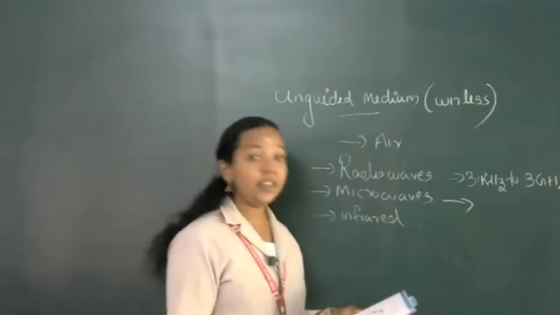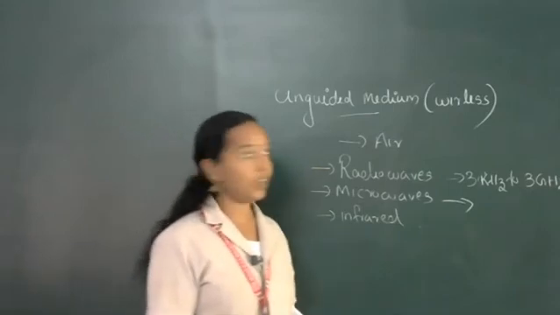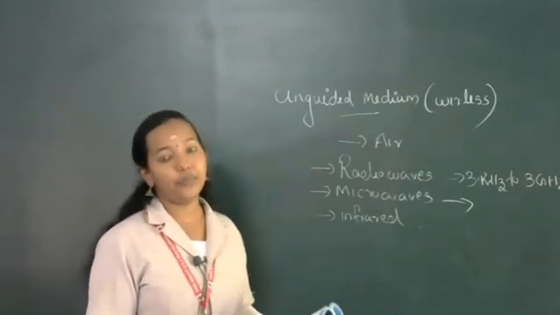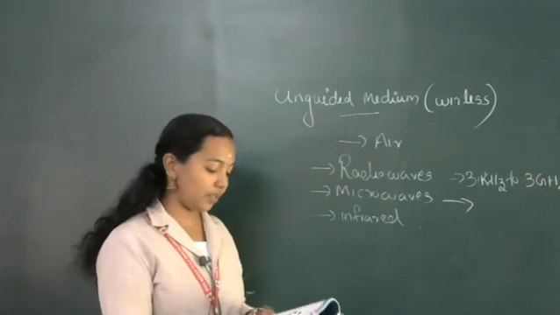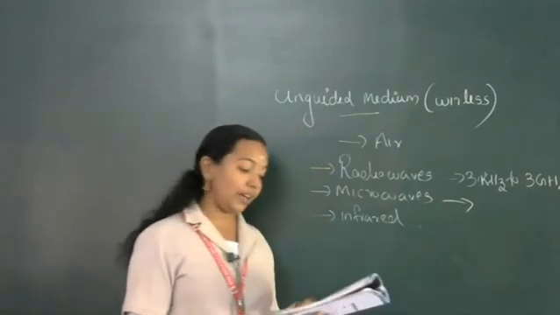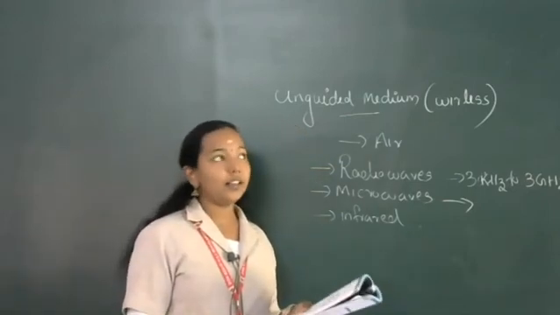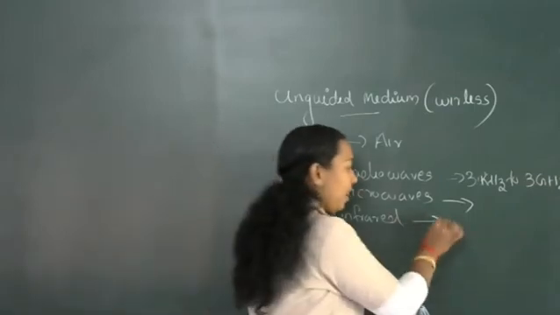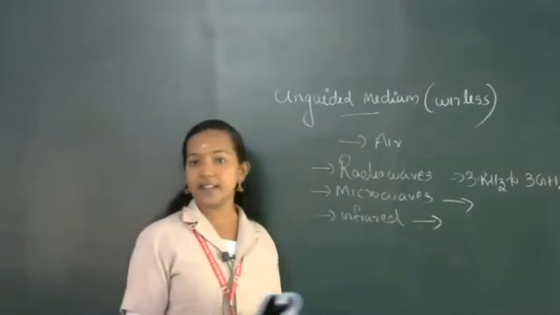Then after that, infrared waves. Okay, what is it? Infrared waves. Infrared waves means actually it is not line of sight transmission. Then this also, infrared is also line of sight data transmission.